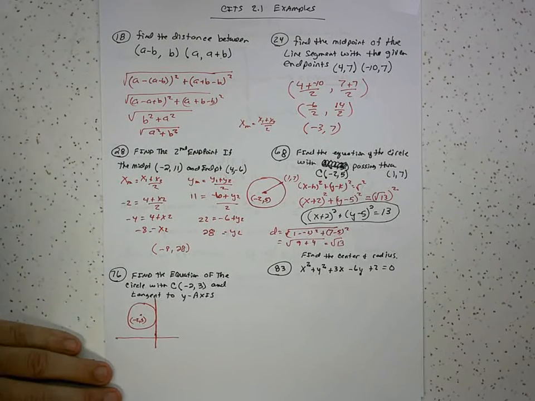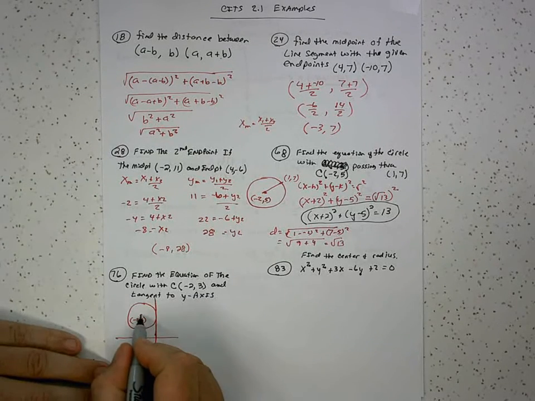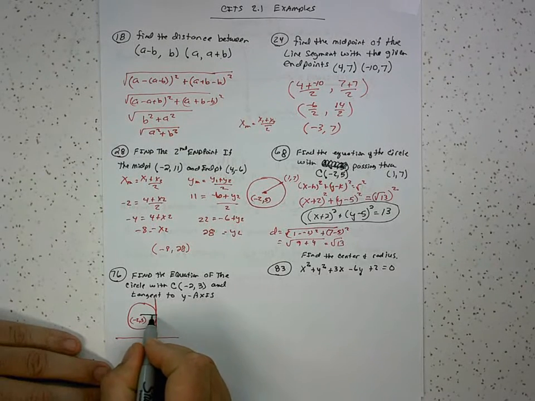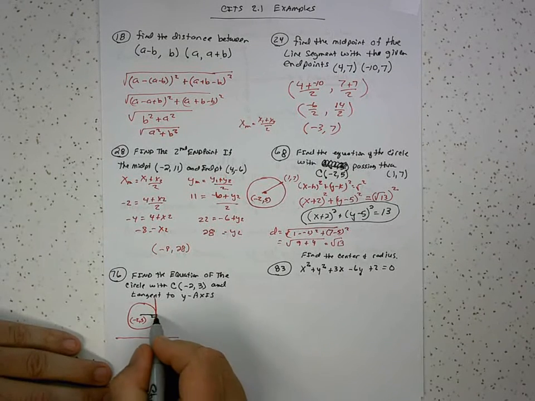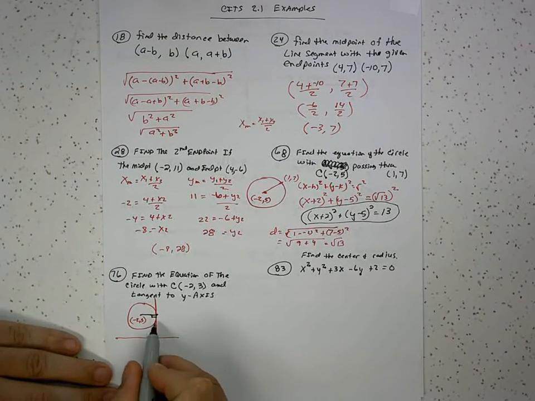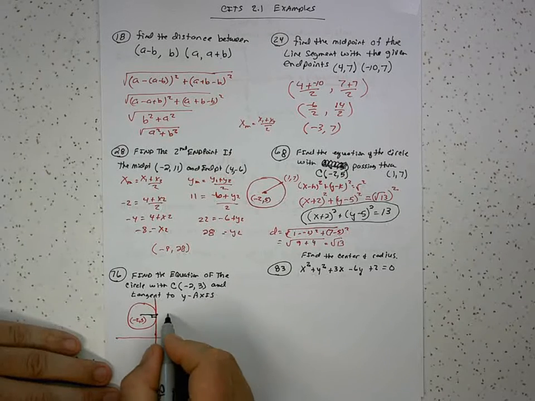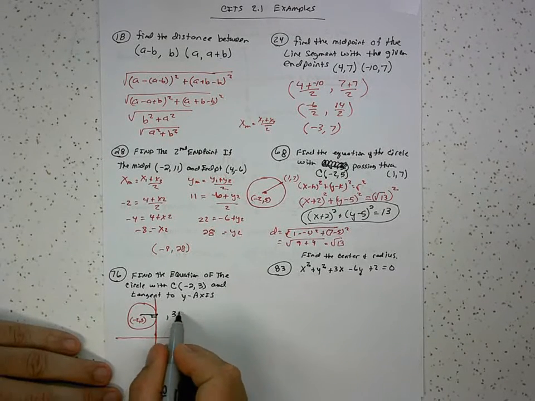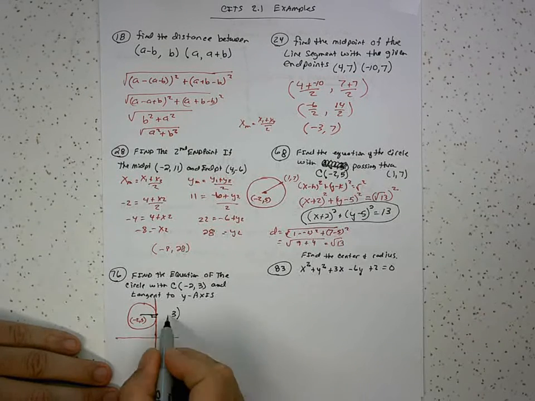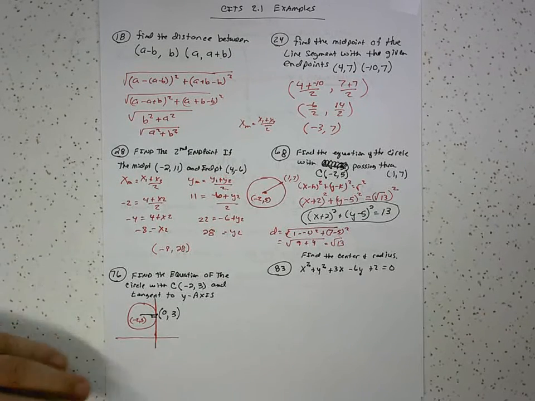Okay, if I'm tangent to the y-axis, that means if I come straight over, this turns into a right angle. So therefore, the point that I hit at the y-axis has to be up the same distance as the center. So that tells me that that's 3, and the x-coordinate on the y-axis is always 0.